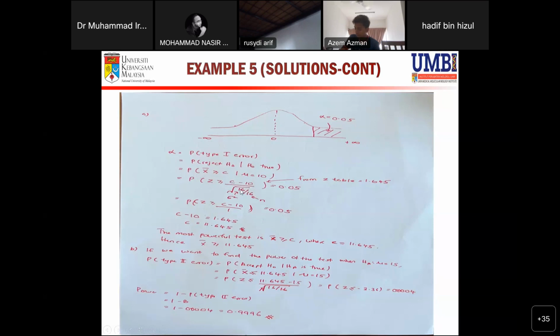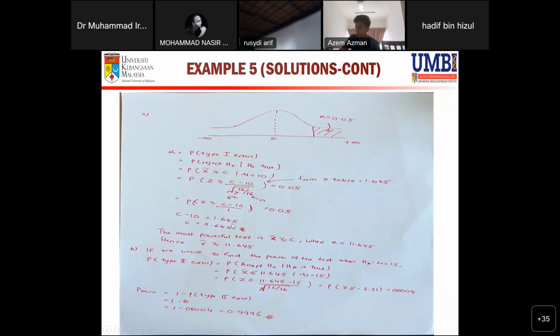So 16 is the variance, and then we divide that by the sample size, and then we square root, and we get the standard error. Then P(Z ≥ (c − 10)/1) equals 0.05. So again, we know that for 0.05 one-sided, the z value is 1.645.